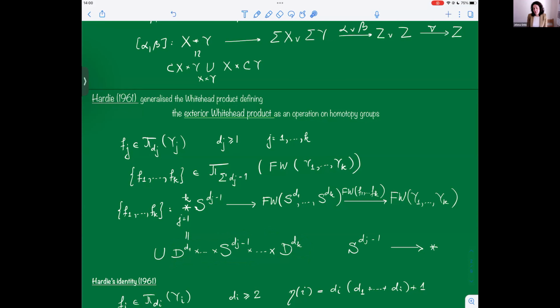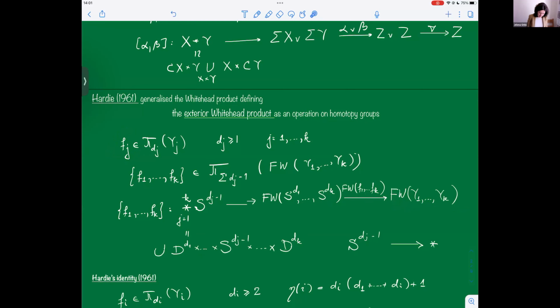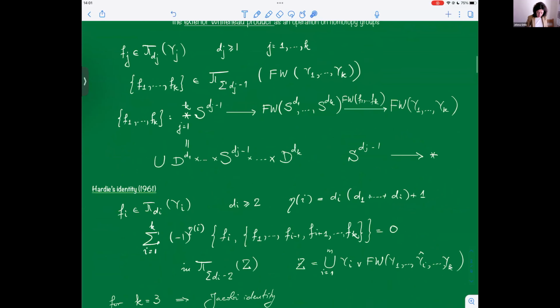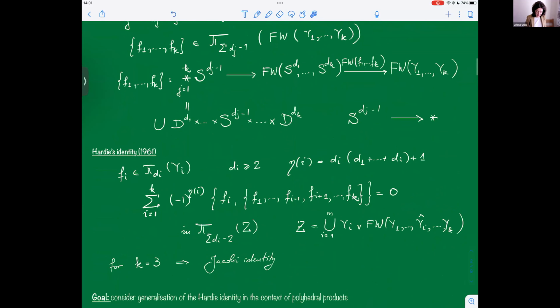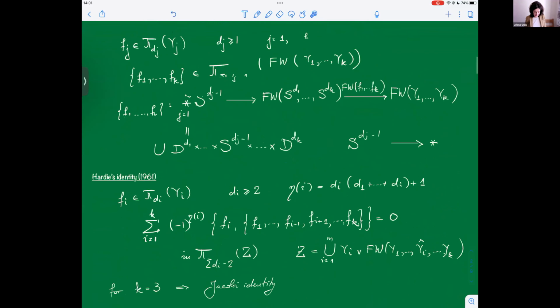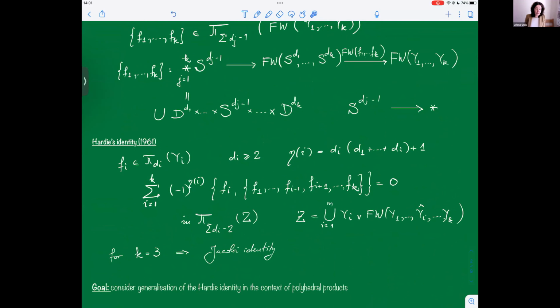Okay, and now the fat wedge, if you want, is a functorial construction. So just applying it on that fat wedge of these maps we started with, we would land in the fat wedge of codomain spaces, the Y_i's. Okay, so Hardy showed that if we are considering these exterior Whitehead products, then he identified what we now call Hardy's identity.